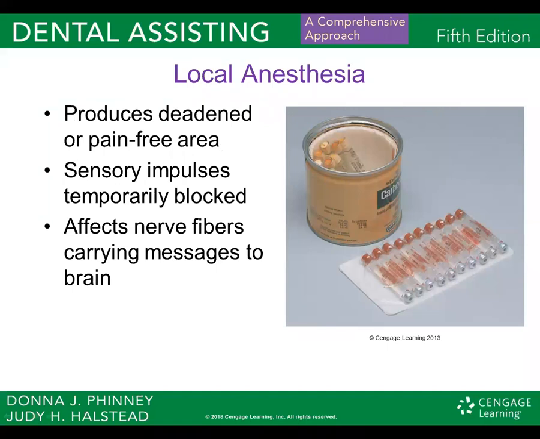Local anesthesia, this is what we use. Again, this is the shot that people refer to. This will reduce the sensation of pain, any touch or heat or pressure, or they'll still feel pressure, but it won't be sharp pains usually. The sensory impulses are temporarily blocked, and this affects the nerve fibers carrying messages to the brain that stimulate the pain area.